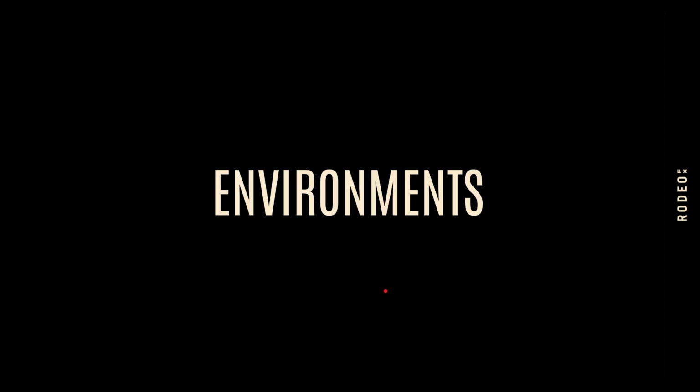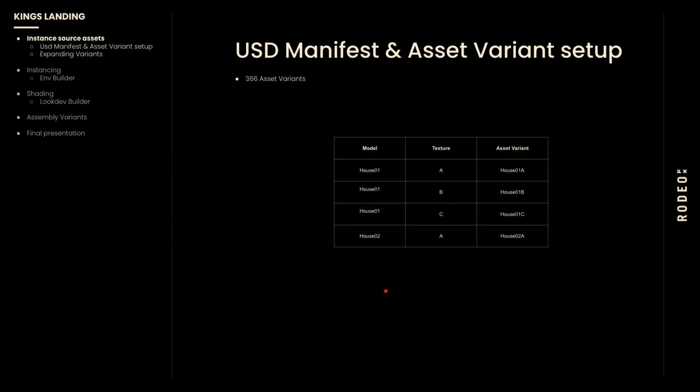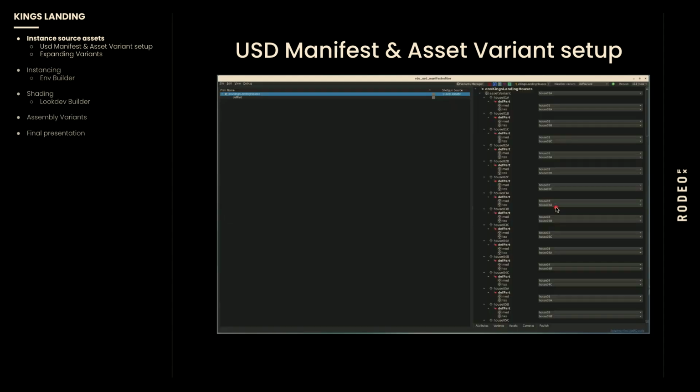So starting with environments, the first step in the process is setting up all the variants for the instant source assets. Together we used a total of 366 asset variants for the build of King's Landing. An asset variant is essentially a combination of model and texture variants, and together they form an asset variant.